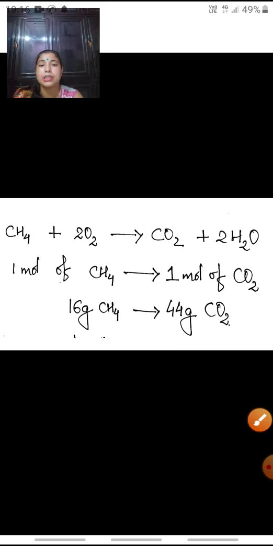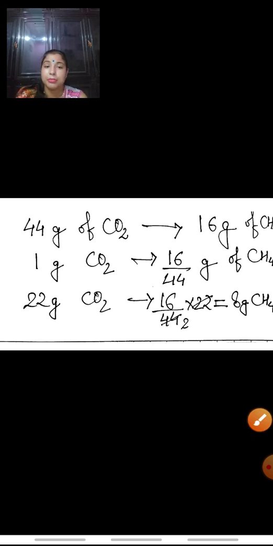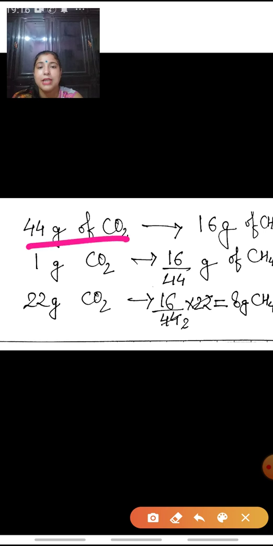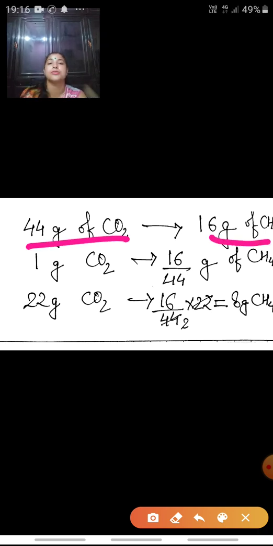Now proceeding further, as we have to find out the mass of the methane, what we have to find out we keep on the right hand side of the arrow, and what we already have should be on the left hand side of the arrow. This is your left hand side, this is right hand side. The thing which was on the right hand side, I have now put on the left hand side, and the thing which was on the left hand side, I have placed on the right hand side, because what we have to calculate should be on the right hand side. We have to calculate the mass of methane.